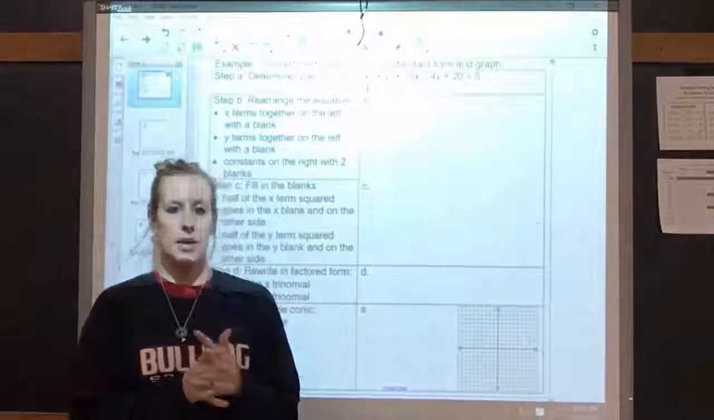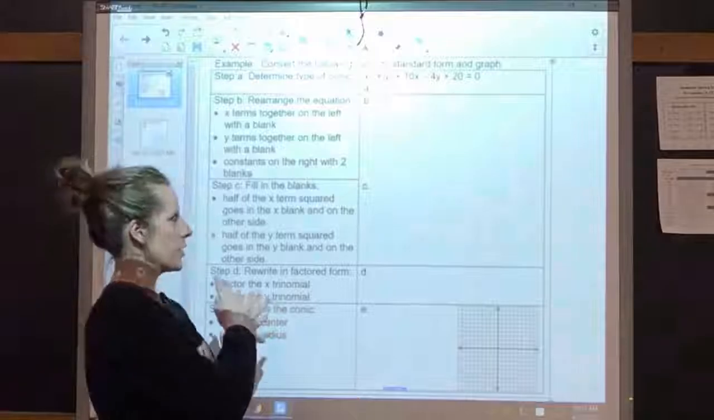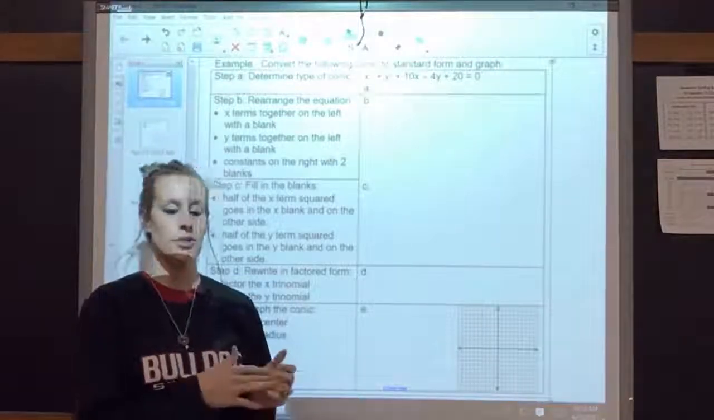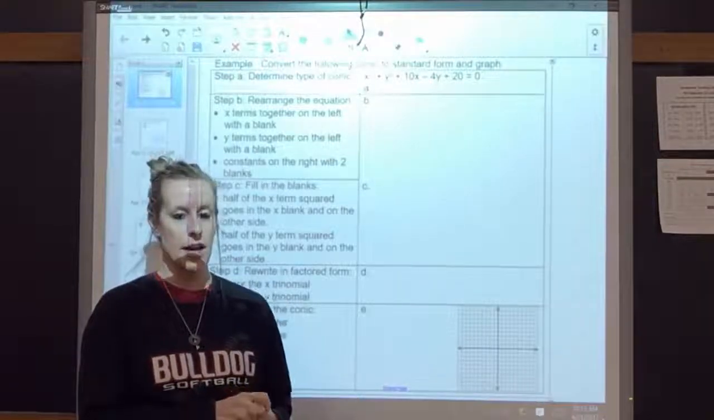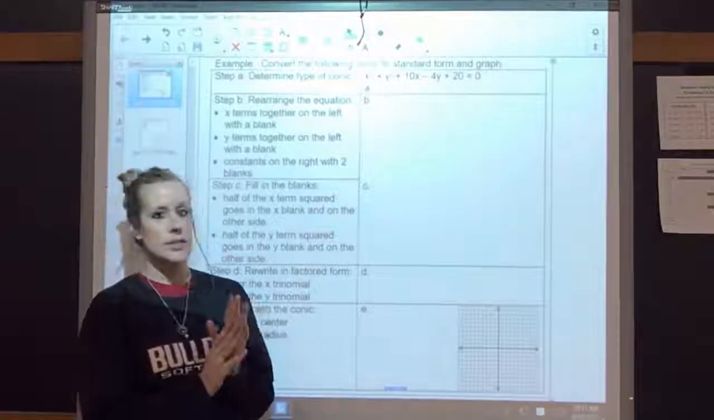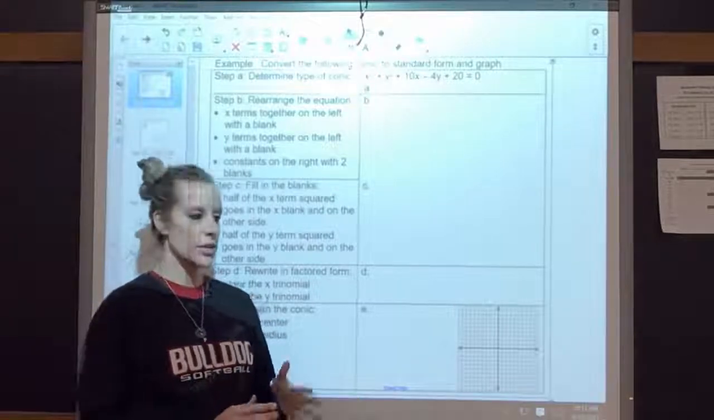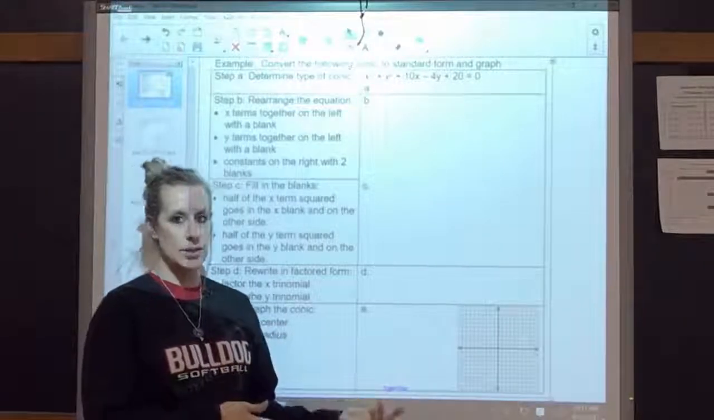Alright, today we're going to talk about how to change circles, how to change their equations from generic form to standard form. And we talked about this last week too. What you want to do is complete the square, but you're going to have to complete the square twice because you have an x squared and you have a y squared.